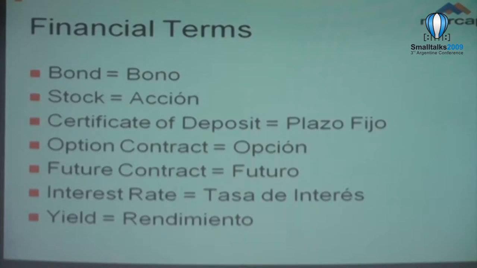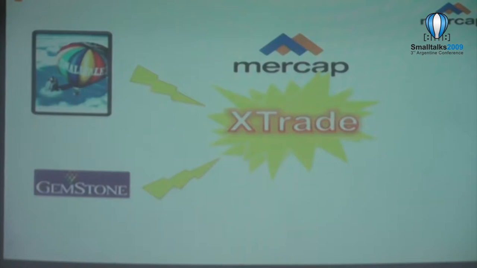So, first, a review of some terms that maybe you know in Spanish, but not in English. Well, basically, bond. When I say bond, I mean the bonos, not the U2, and it's not James Bond. Bond is a bono. Stock is acción. Certificate of deposit is what we call here plazo fijo. An option contract, here we say opción, contrato de opción, and same with future contract, futuros. Interest rates are tasa de interés, and when I say yield, in this case, I mean rendimiento. So, now that that's settled, let's talk about XTrade.